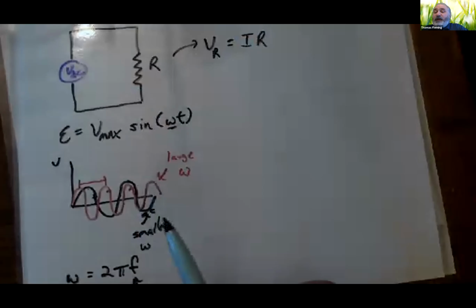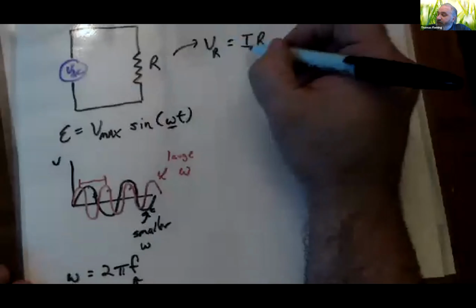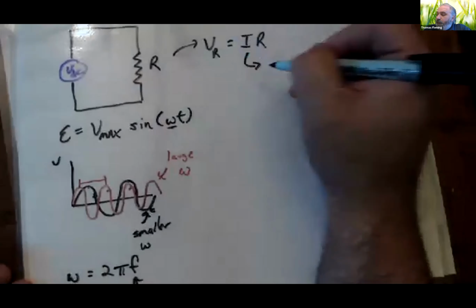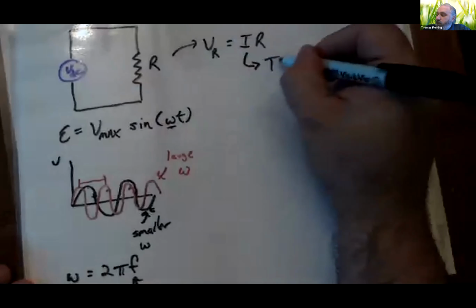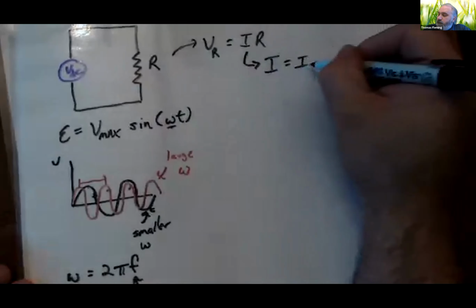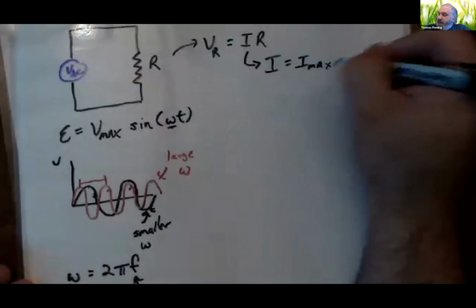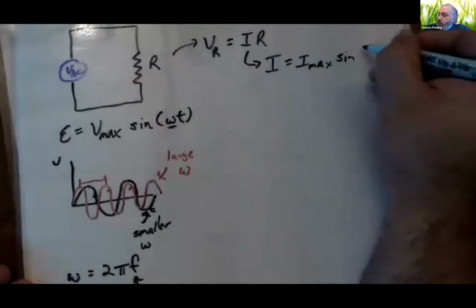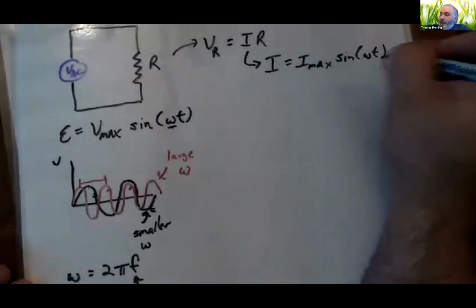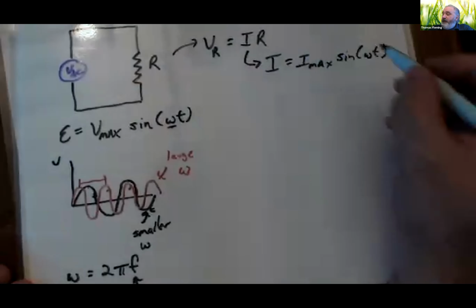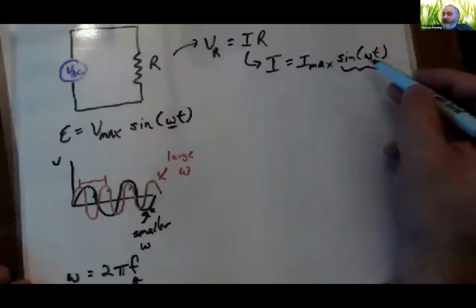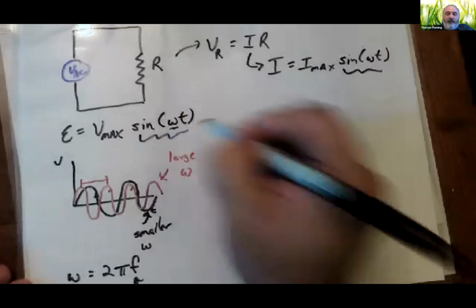And the only way that can work, since R is a constant, is if the current is itself a function with the same periodicity. In other words, it's got the same sine omega t factor here that this does over here.